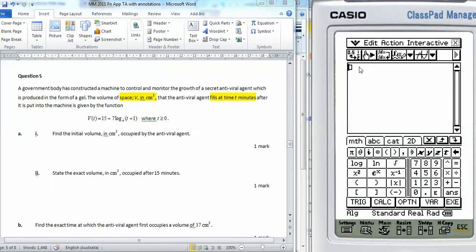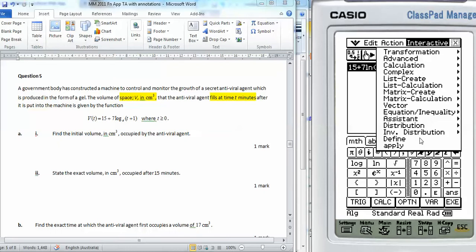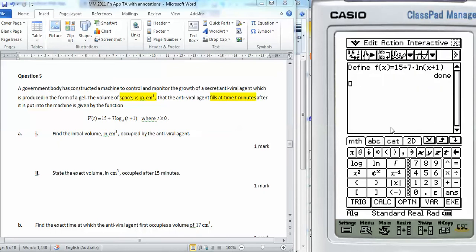So I might define our function over here. So I've got 15 plus 7 natural logarithm. I'm going to use x plus 1 instead of t, and I'm going to use x every time. And I might define that and call it f. Okay, so initially f of 0 equals 15. So its initial volume is 15 cubic centimetres.